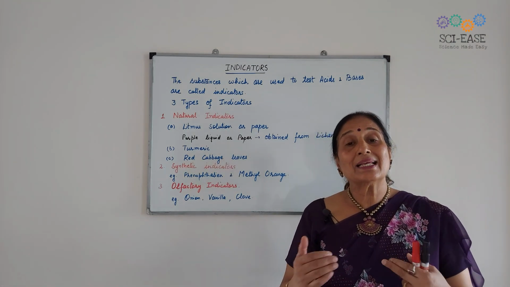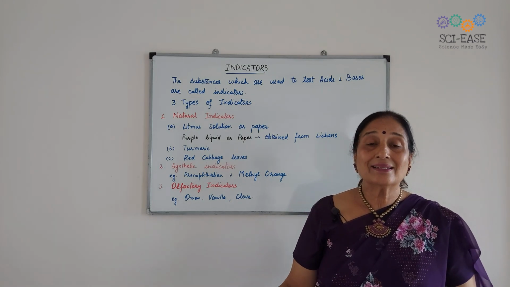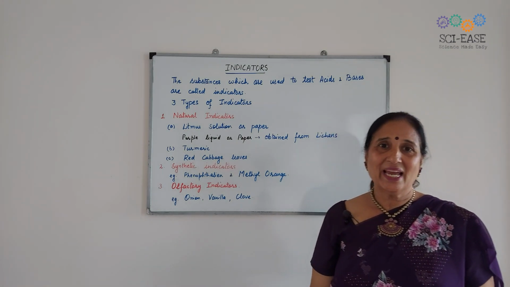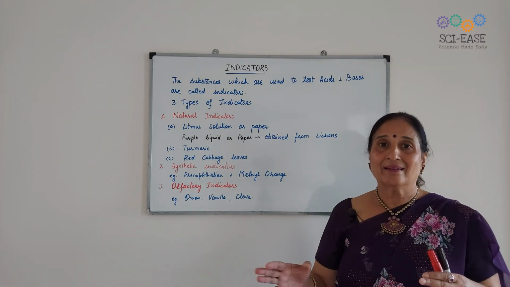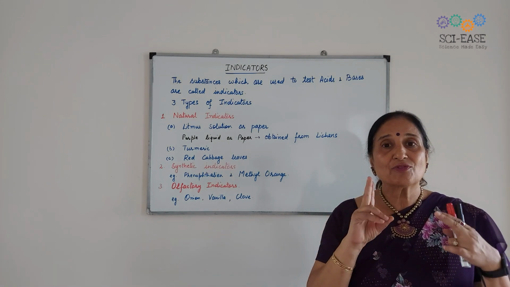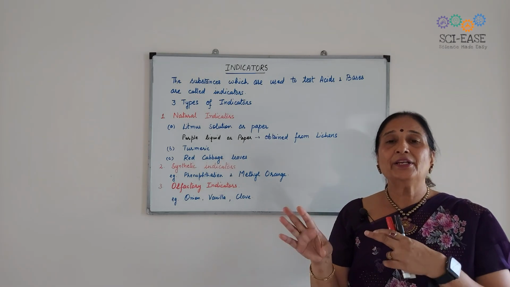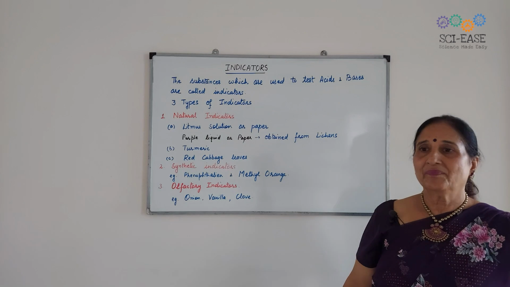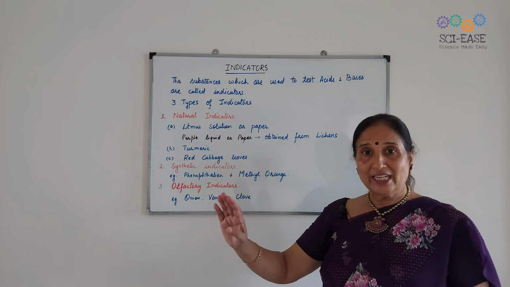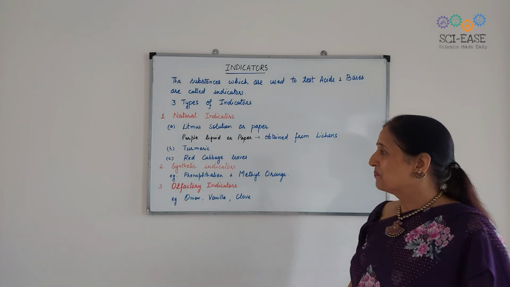Next one is the synthetic indicator. What do you mean by synthetic indicator? Those are the indicators which are made by man. Okay? I will give you two examples, that is phenolphthalein and methyl orange, which are there in your chemistry labs. Okay? So, here the color also changes. That I will tell you later on in this video only.